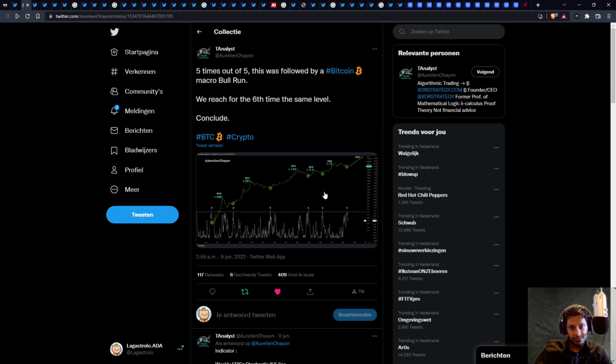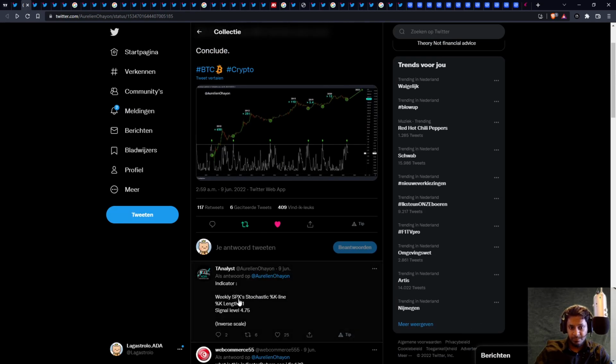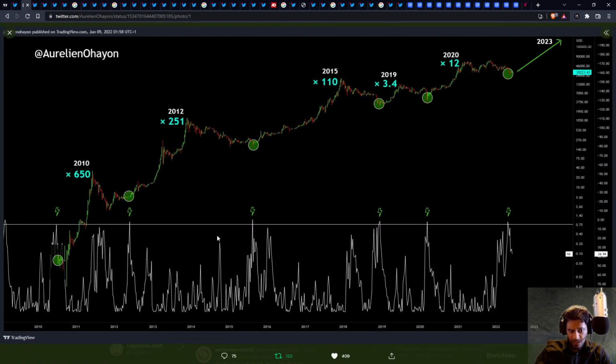All right, from TA analysis, 5 times out of 5, this was followed by a Bitcoin macro bull run, where we reached the 6th time at the same level. It's up to you to conclude. This indicator is called the weekly SPX stochastic indicator. Every time we reach this level, 0.75, it's an indicator that the bottom is in and that the market is slowly gonna bounce up.